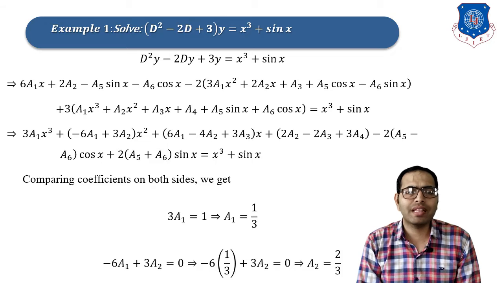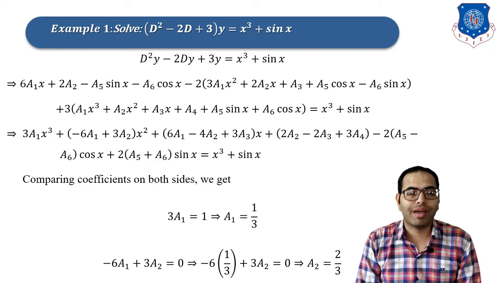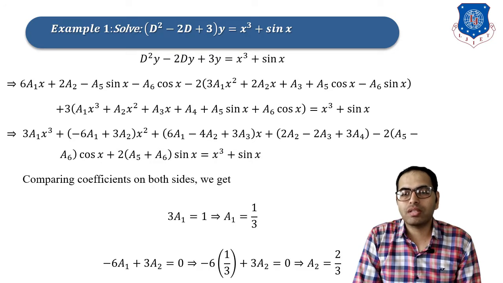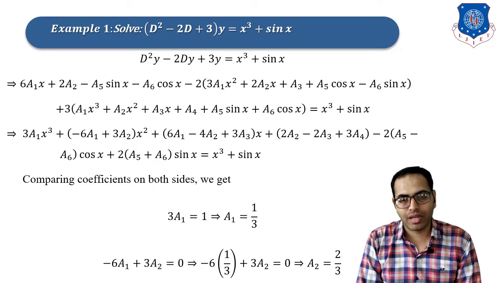Now just expanding the brackets and simplifying, we get 3a1x³ + (-6a1 + 3a2)x² + (6a1 - 4a2 + 3a3)x + (2a2 - 2a3 + 3a4) - 2(a5 - a6) cos x + 2(a5 + a6) sin x = x³ + sin x.